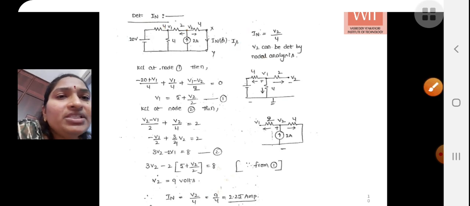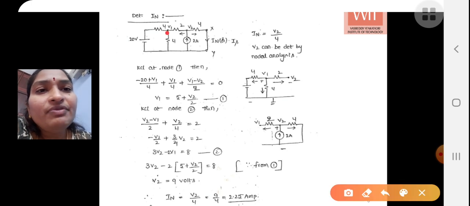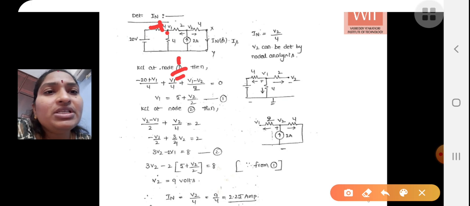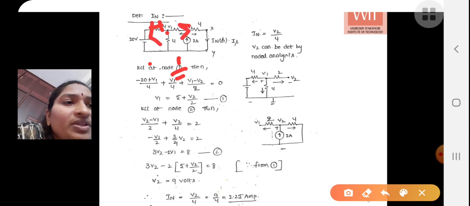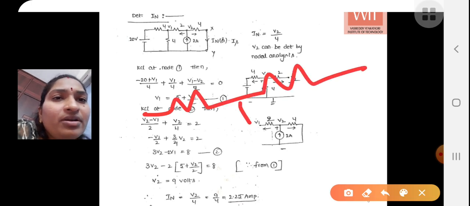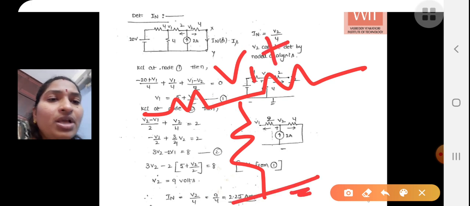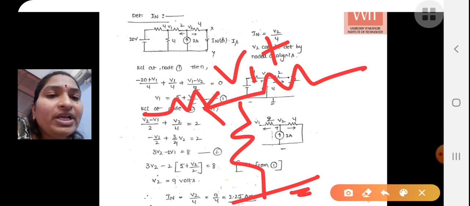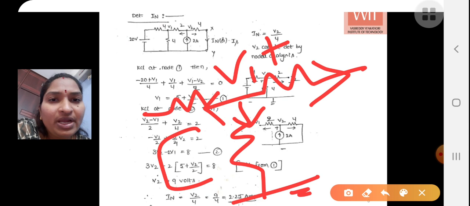So I am applying KCL. All of you are familiar with KCL. So I am applying KCL at node 1. Since V1 is positive with respect to ground, current always flows from positive to negative. We have 3 branches at node 1, and V1 is positive with respect to ground, so current flows from positive to negative in each branch. This is my assumed direction, so all are outgoing currents at this particular node.